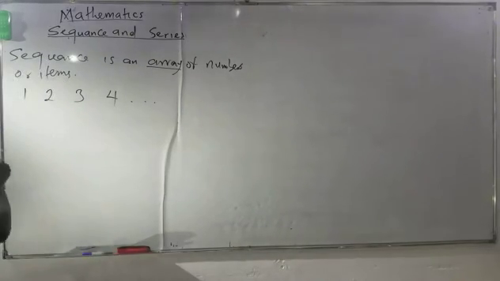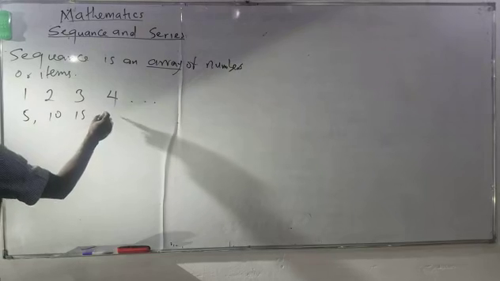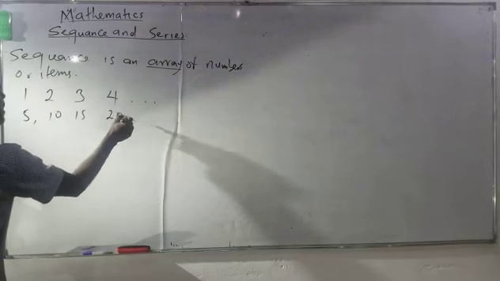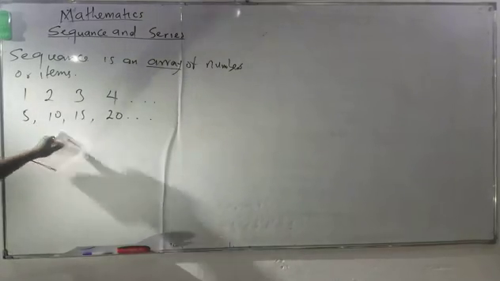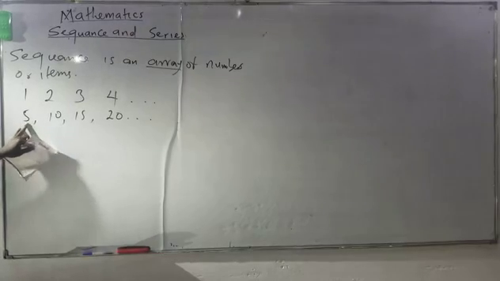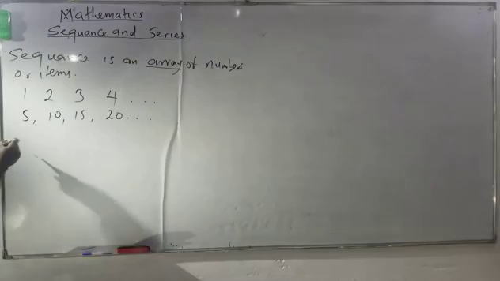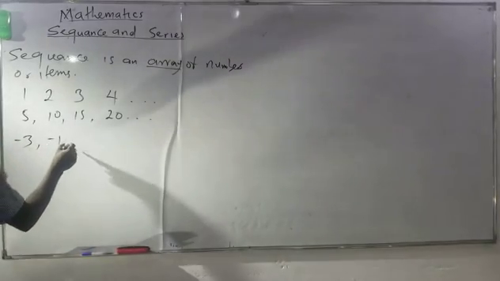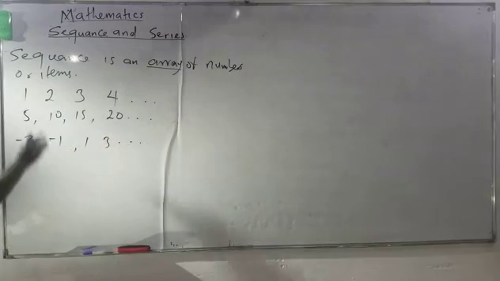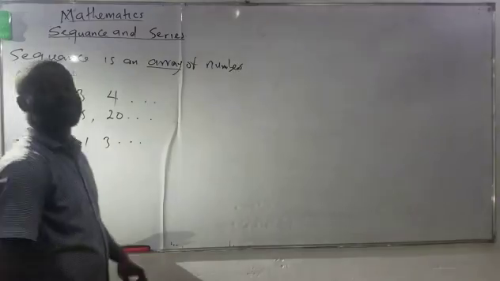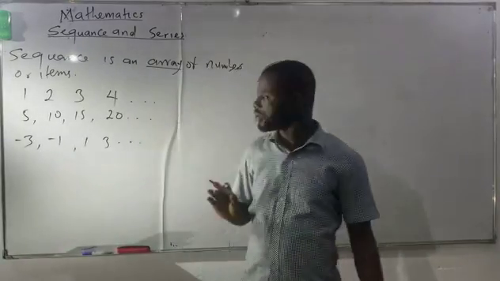Also look at this one. I have 5, 10, 15, 20, and so on and so forth. It also has a pattern of 5. It means 5 is being added each time. Another one I can say is 3, minus 1, 1, 3, and so on and so forth. All of these you are looking at are called sequences.